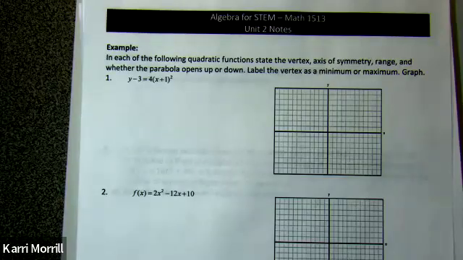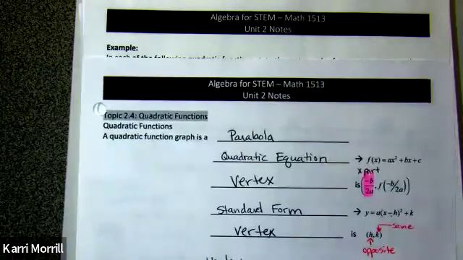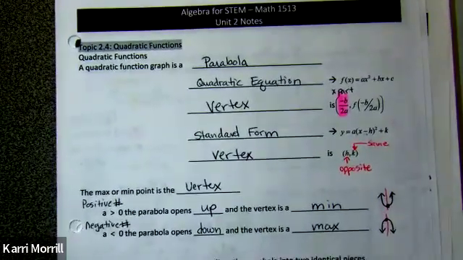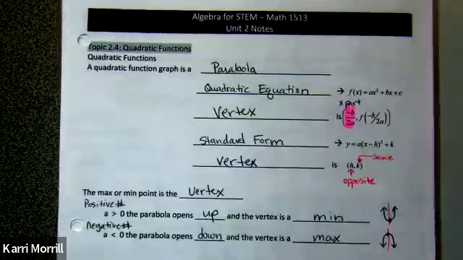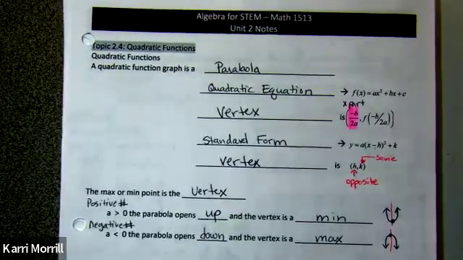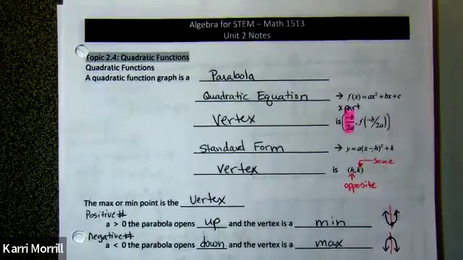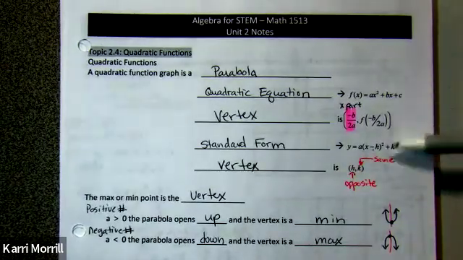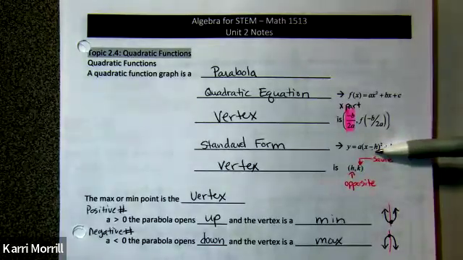In the last video, we got through learning a little bit about topic 2.4, and we did number 1. Just in review real quick, we learned that quadratic equations graph make a parabola. There are two forms that you're going to see these equations presented in. They will either be in what they call quadratic equation form or standard form, and that looks like this. The form that they're in dictates how you find the vertex.